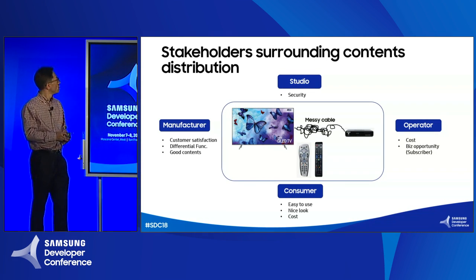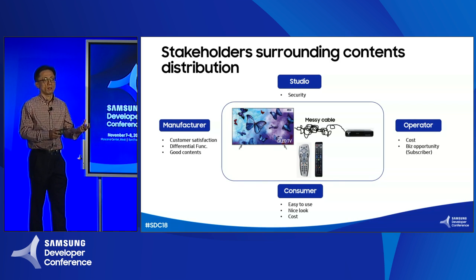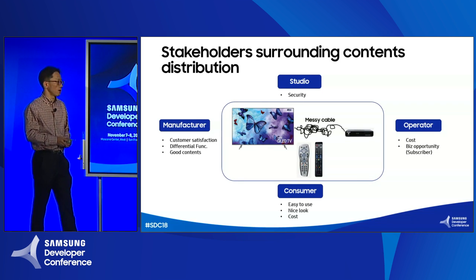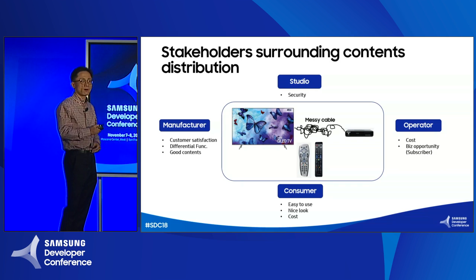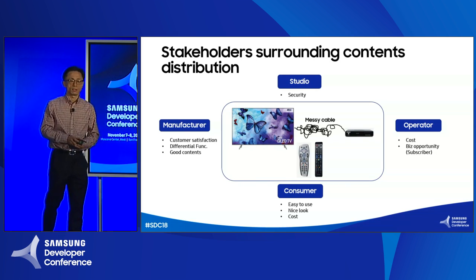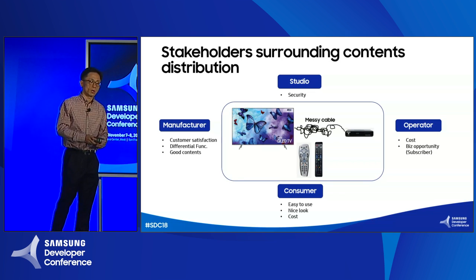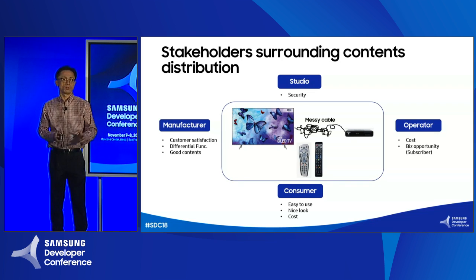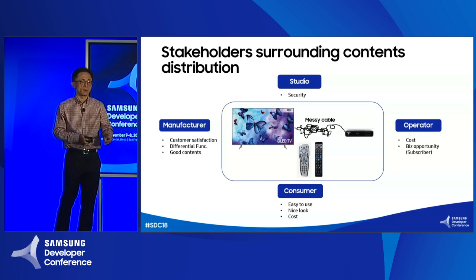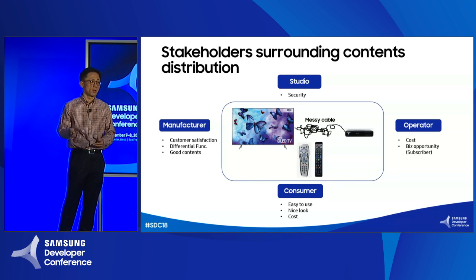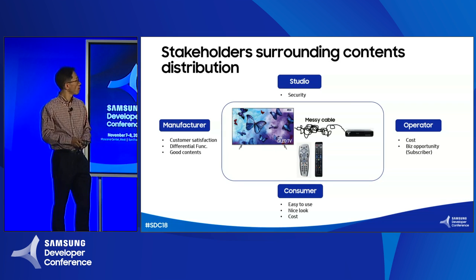Manufacturer like Samsung, from our perspective, we have to satisfy the customer, in any manner. That is our key objective. And the second is a differential function from other competitors. Yeah, we need that kind of function. And definitely good contents. Nowadays, delivering good contents to our TV is quite important. Nowadays, most TVs have a Netflix application to distribute their content. That is the stakeholder situation in this ecosystem.